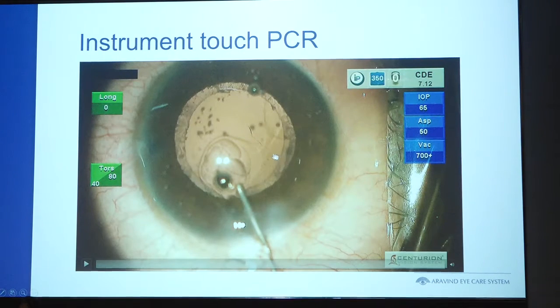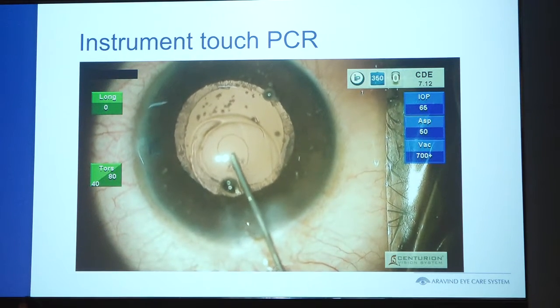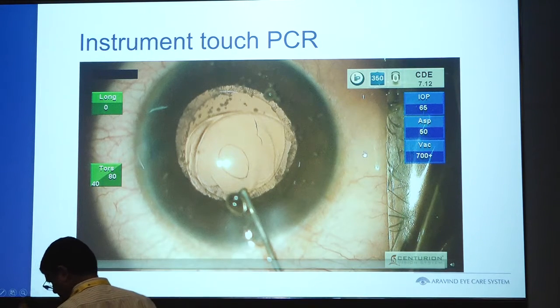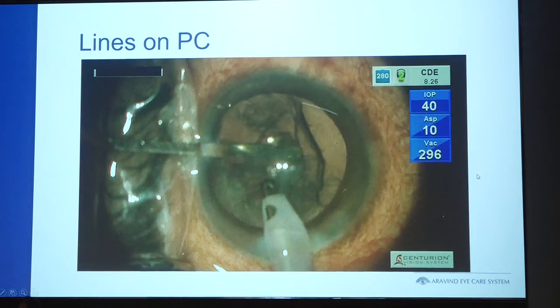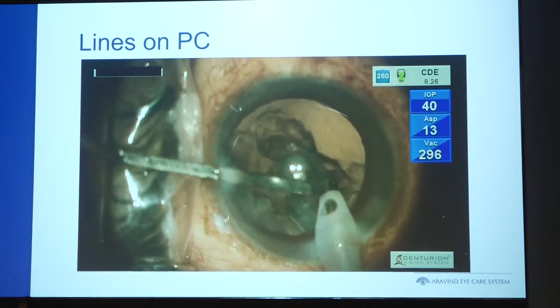Then there may be punched out holes that you may see, and this is due to the instruments, maybe the phaco tip or the IA tip or even this cannula that causes this small demarcated PCR. And look at this carefully. This is a PPC where all cortex is being aspirated slowly.